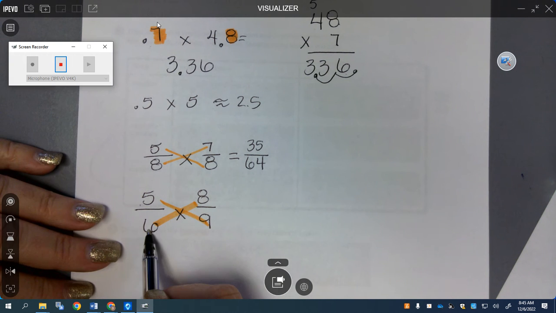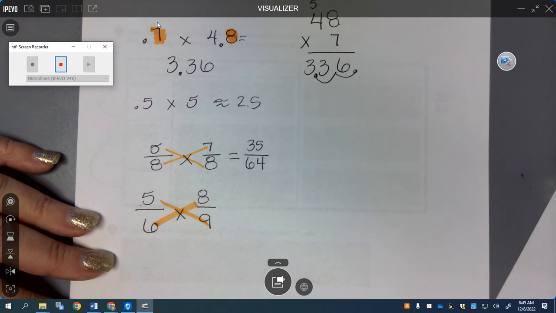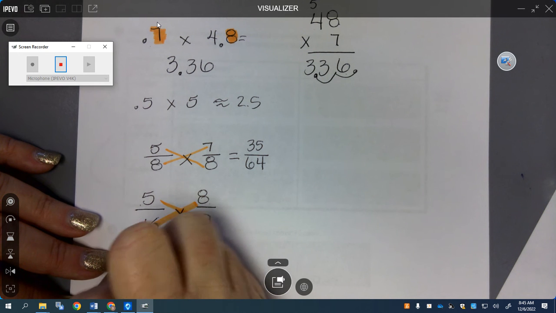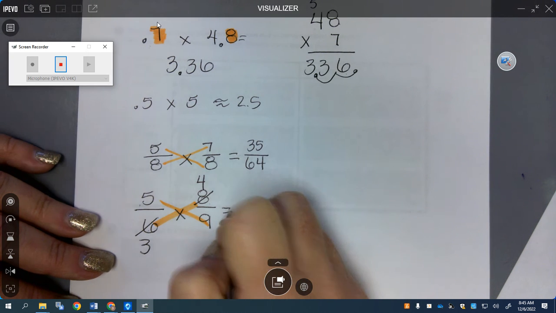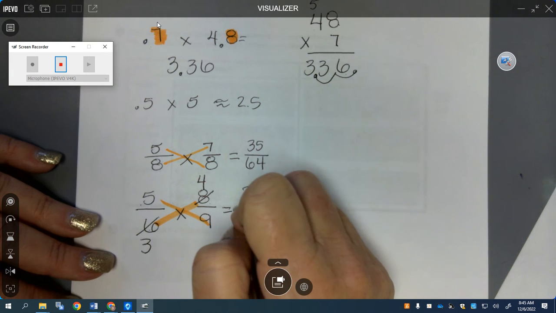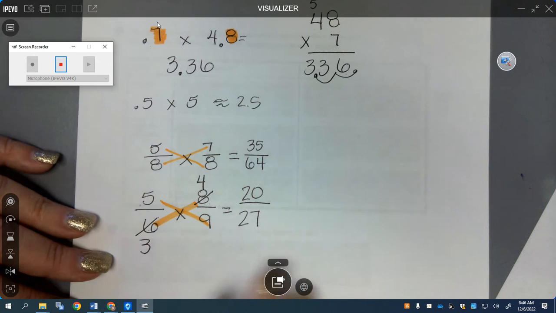How about 6 and 8? What's the number that goes into 6 and 8? 2. Peace out, people, right? So 6 divided by 2 is 3. 8 divided by 2 is 4. Okay, now I multiply it out. 5 times 4 is 20. 3 times 9 is 27. All right, and I probably can't simplify that.